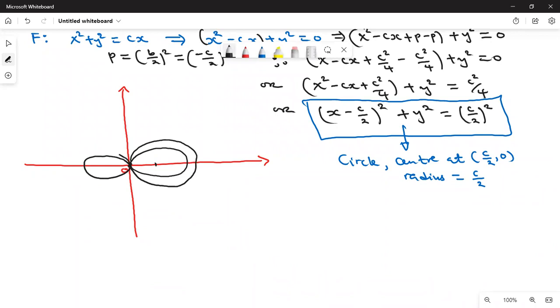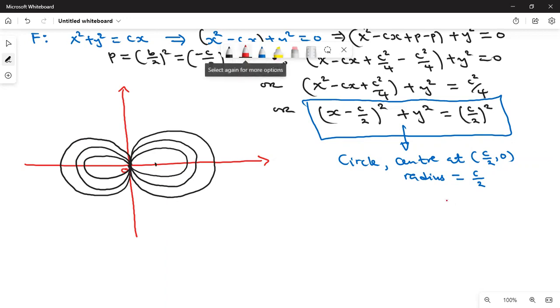Even the other one on the negative side. So I can have another one. Remember, these are circles. When you draw circles, not ellipses, the center keeps on changing, even the radius. So those are the circles we're talking about.